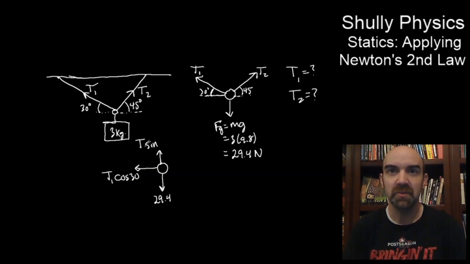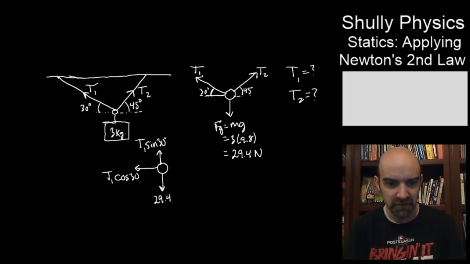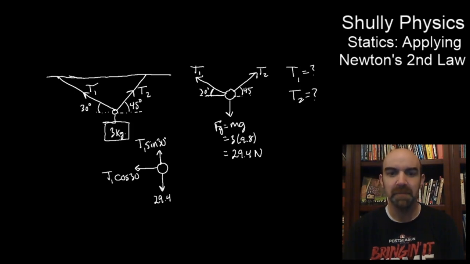And we have tension 1 sine 30 up here. So those are the two components. I'll turn my calculator off. It's freaking out a little bit. Okay. Now let's switch over to tension 2.